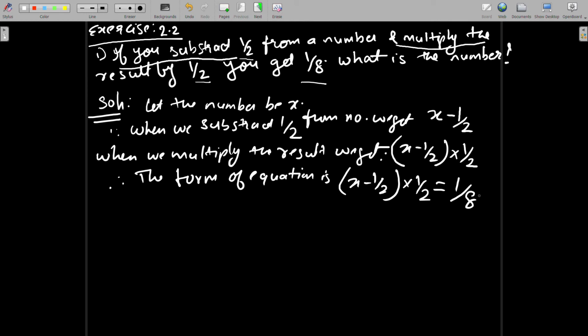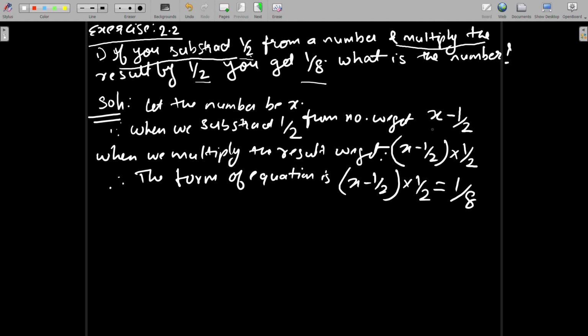Understood till here? This is very important. Once we understand how we are framing the equation based on the understanding of the problem, then the solution becomes very easy. So once again I will explain: if you subtract half from a number and multiply the result by 1 by 2, you get 1 by 8. So here, let the number be x, because we don't know from which number we are going to subtract. Now when we take the number as x, from x we are subtracting 1 by 2, correct? Now after subtracting, the question is saying multiply the result by 1 by 2.